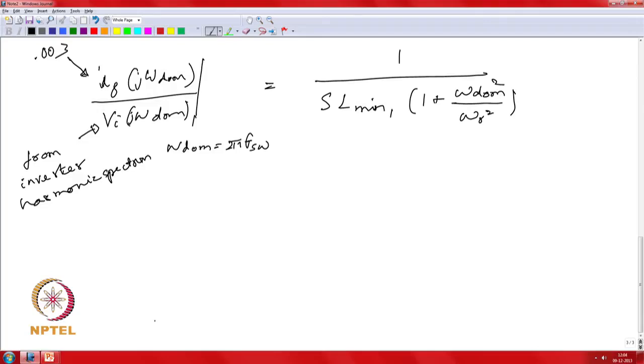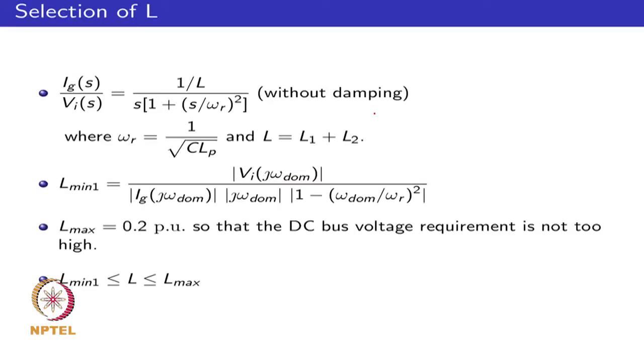So, one could then rewrite this expression, since we know what this quantity is, and assuming at this point we know what the resonant frequency is, we could put it in the form of determining L minimum in terms of quantities that are known. You know what the dominant frequency is. We will discuss how we could select the resonant frequency. So, you have essentially a minimum limit for what your inductive term is.